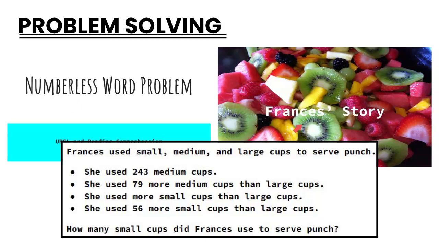This is Frances's story about how she used small, medium, and large cups to serve punch. And as you look at this resource that is in our curriculum, you'll see that the numbers are gradually released to the students so that they are having to think through each aspect of the problem and immerse themselves into Frances's story to understand what is going on using those reading comprehension skills.